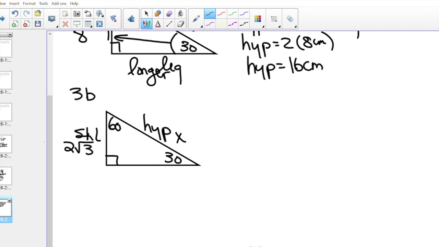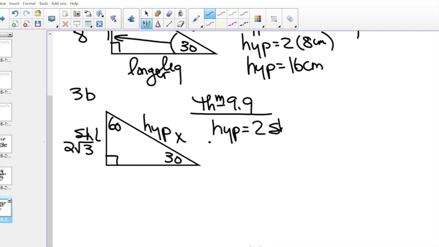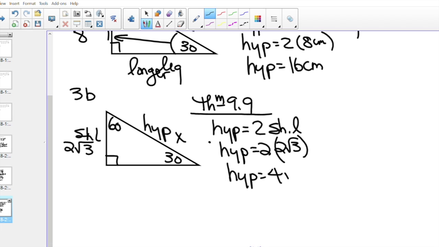So theorem 9.9, let me write that again. 9.9 says the hypotenuse is equal to twice the shorter leg. So the hypotenuse would equal 2 times 2 on the square root of 3. So the hypotenuse is 4 on the square root of 3. Now that is how you would do number 3, A and B.